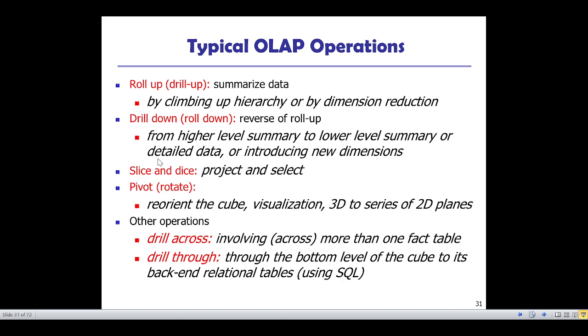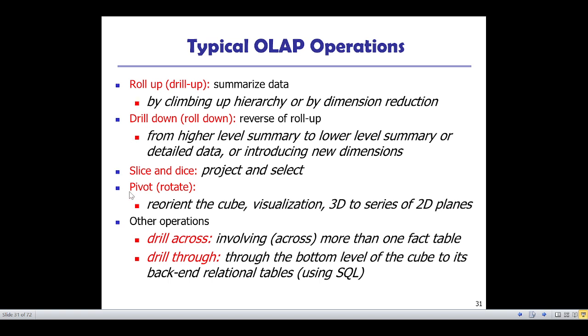dimensions as well. Slice and dice operation is similar to project and select operation. Slice is similar to the project operation. Dice is similar to select, which belongs to our relational algebra operations in database management systems. The next operation is pivot, which is used for rotation purpose. It is used to reorient the cube. It is used for visualization, from three dimensions to a series of two-dimensional planes.